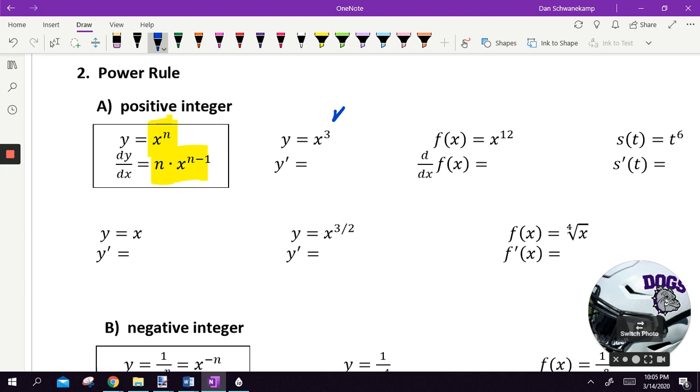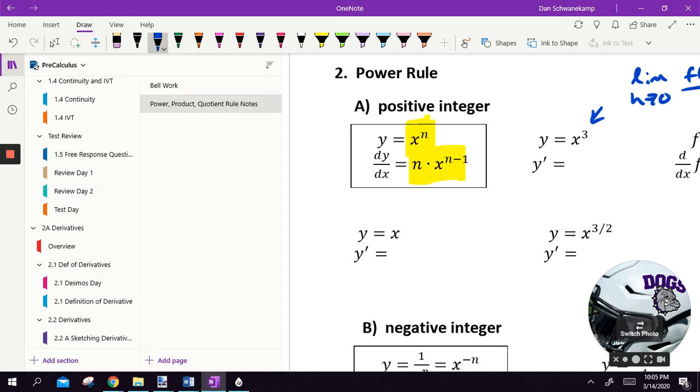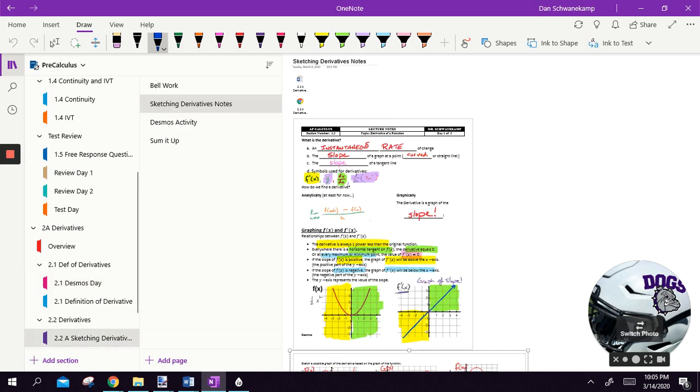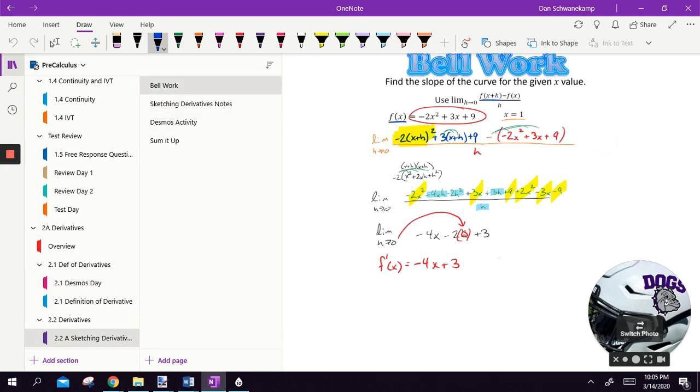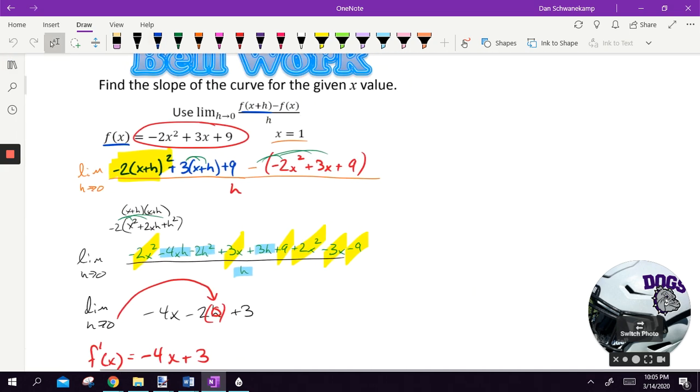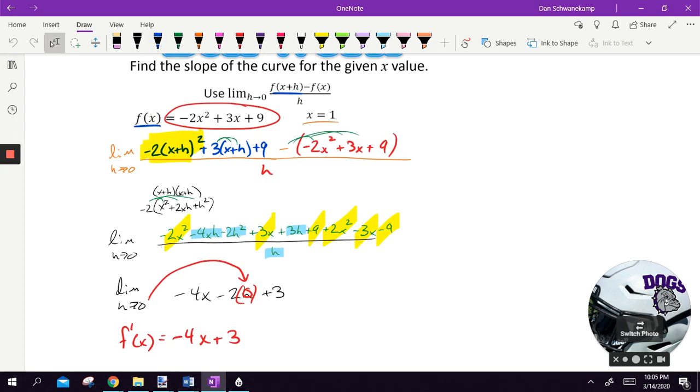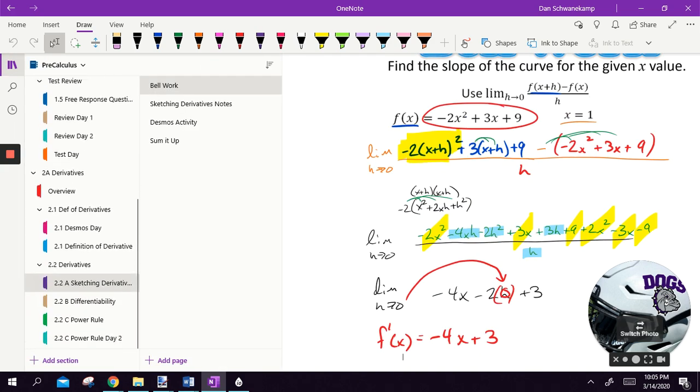We did problems like this. Like we did the limit definition problem: the limit as h approaches 0, f of x plus h. We did those. I could pull up my notes right here and think about what we did. Bellwork. Yeah, that guy right there. Remember that guy? It was fun. That's how we took a derivative. We are now going to do it way, way faster.